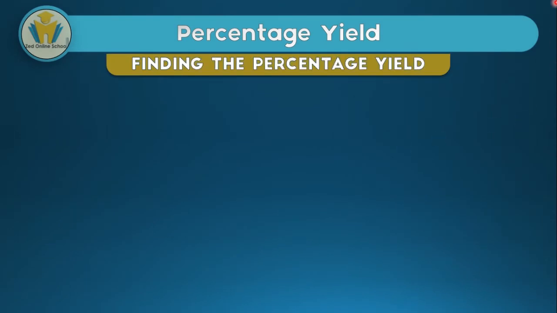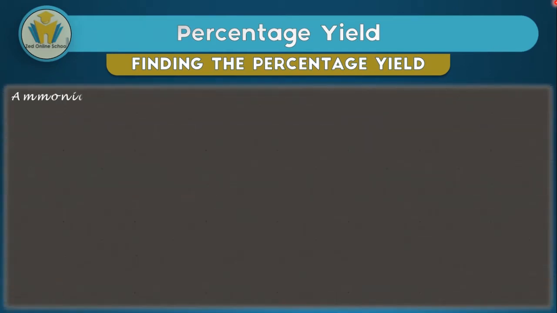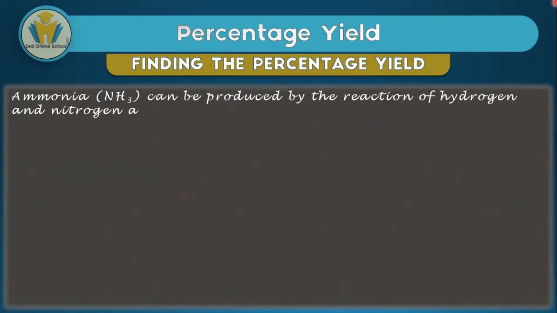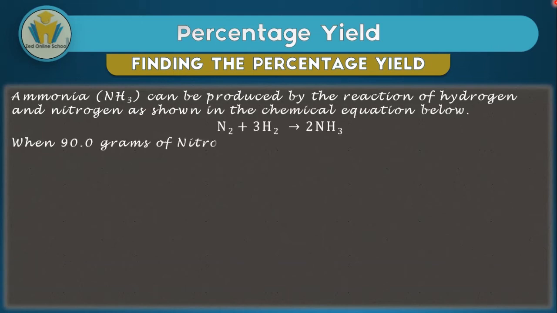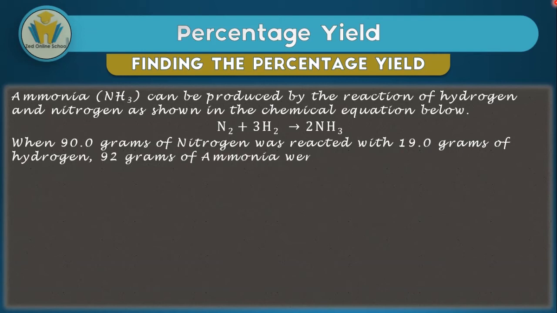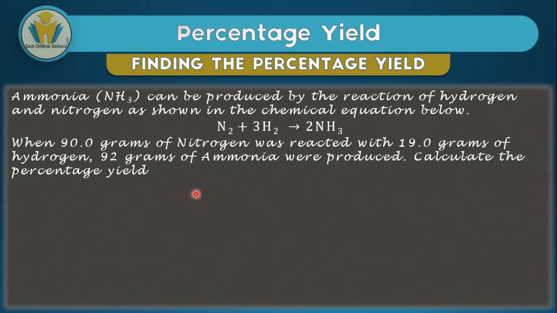It's very simple. Here we've got a nice question that I found. We're going to learn a lot from it. We've got ammonia that can be produced by the reaction of hydrogen and nitrogen, which is the Haber process, obviously. Now we're being told 90 grams of nitrogen was reacted with 19 grams of hydrogen, producing 92 grams of ammonia. We're asked to calculate the percentage yield.